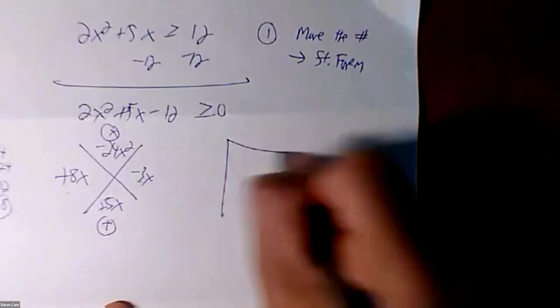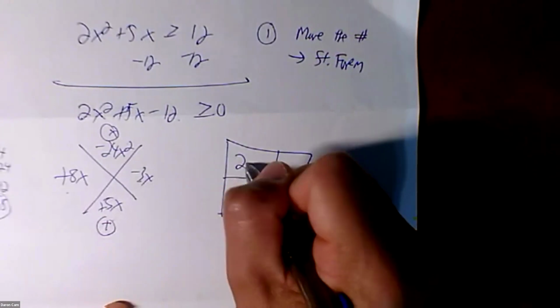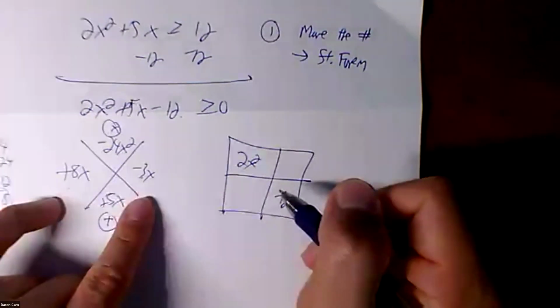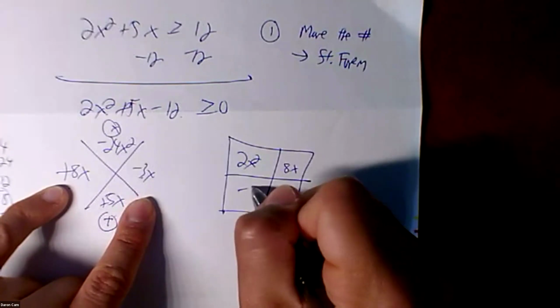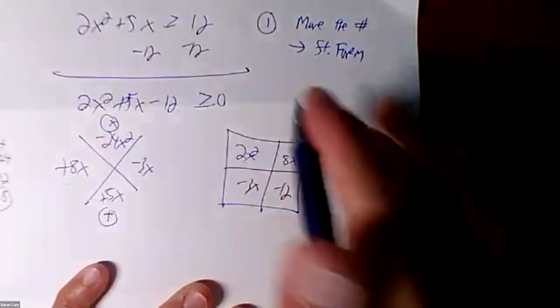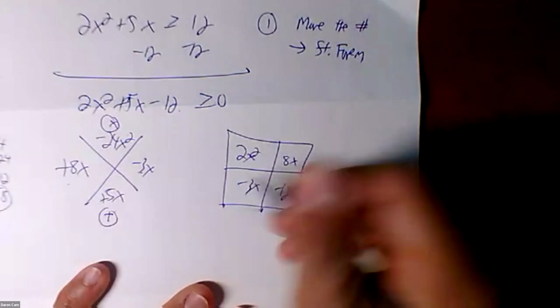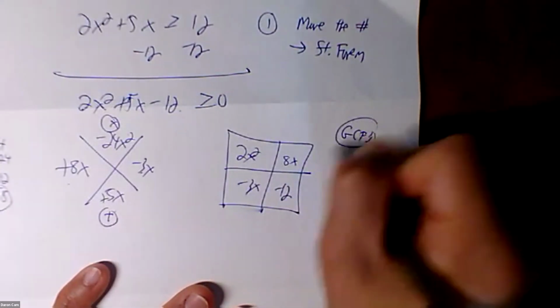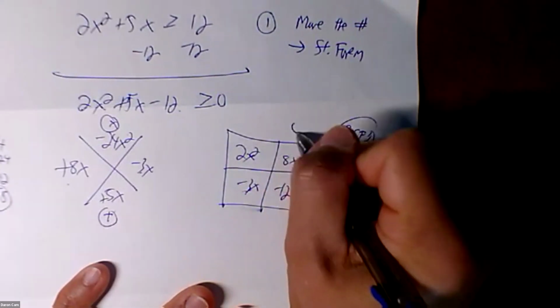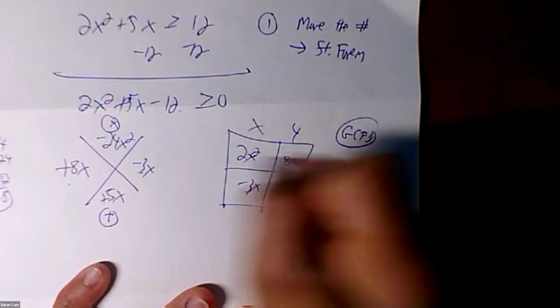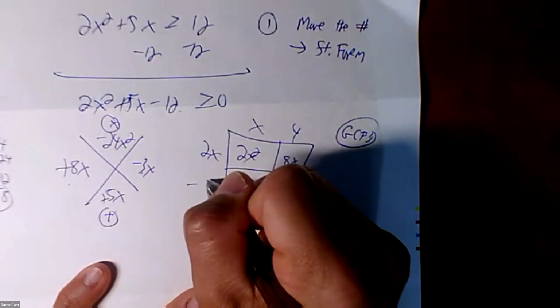So what you want to do is make your box right over here. This is going to be 2x squared, negative 12. And these two can go in any order, 8x and negative 3x. Then go up, up, left, left, and pull out the GCFs of each column and row. Here it's 4. Here it's x. Here it's 2x. And here it's 3.